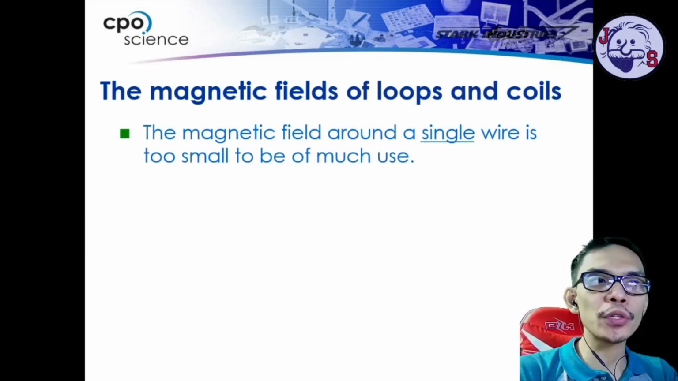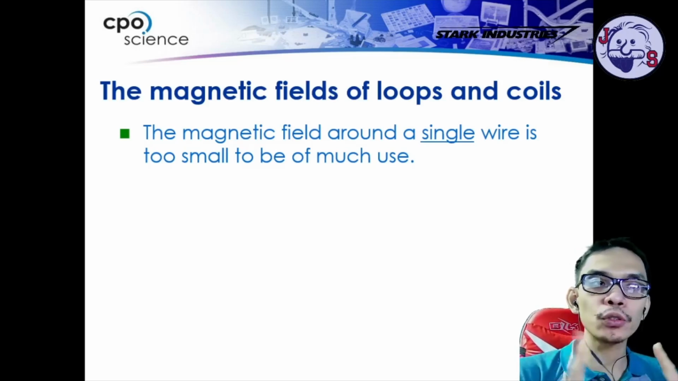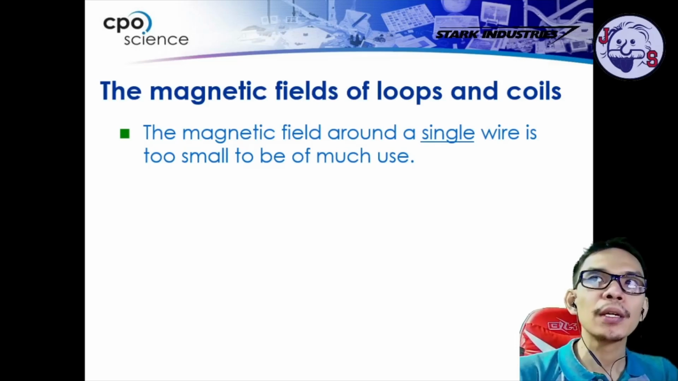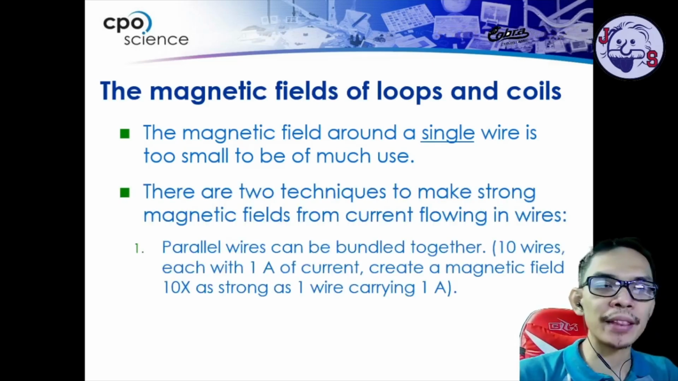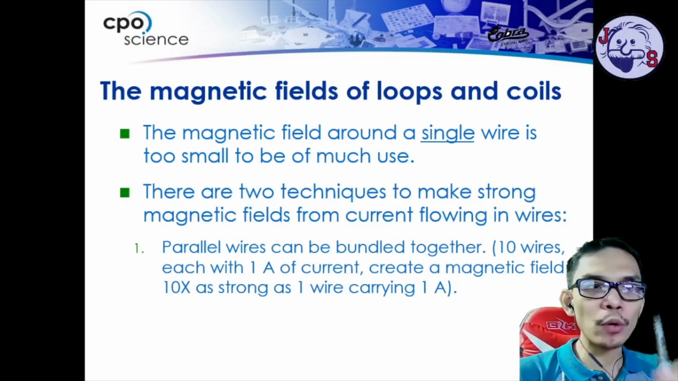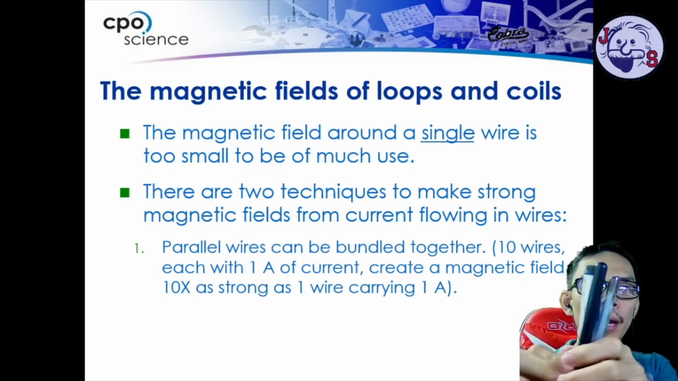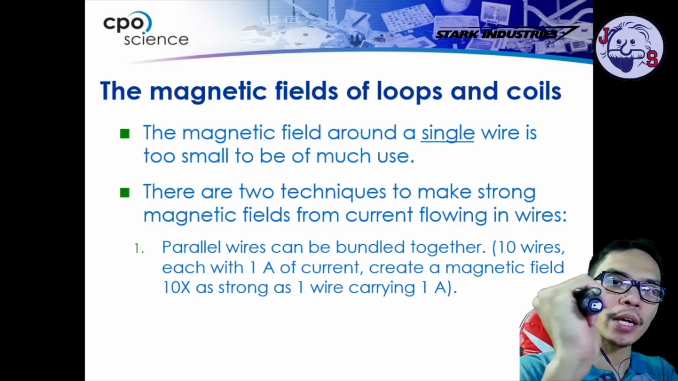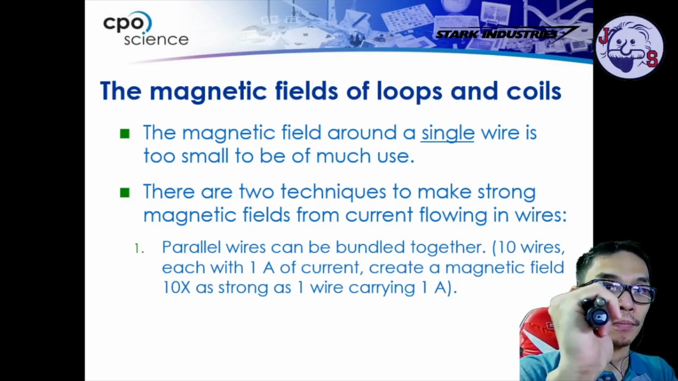Now, how can you strengthen the magnetic field around a single wire? There are two techniques. Number one is bundling. You get one wire and another wire and another wire. By forming a bundle of wires, you will strengthen the magnetic field. In this case, I have 3 wires, so the magnetic field strength here is 3 times.